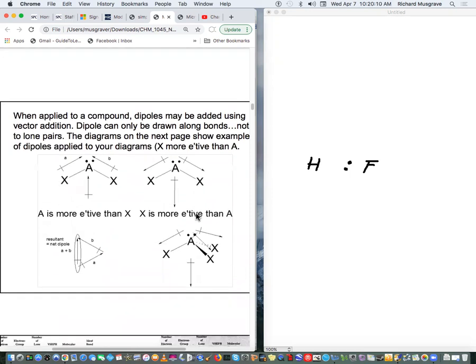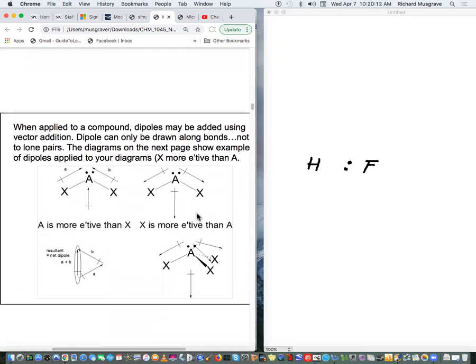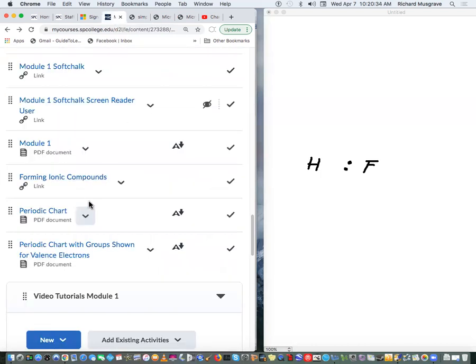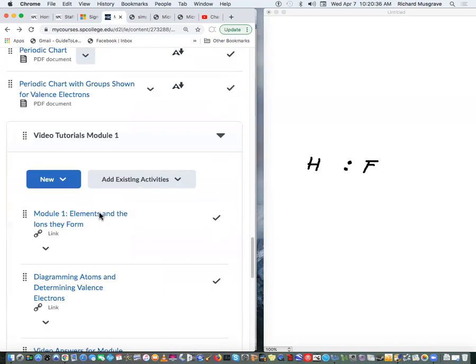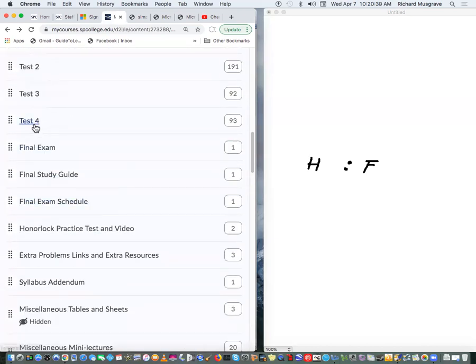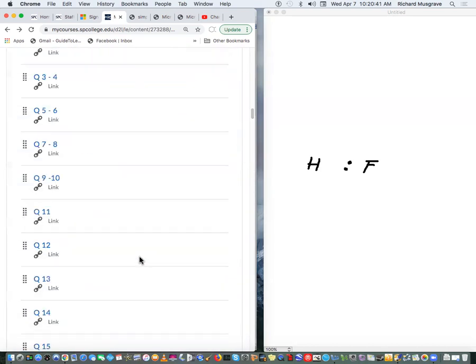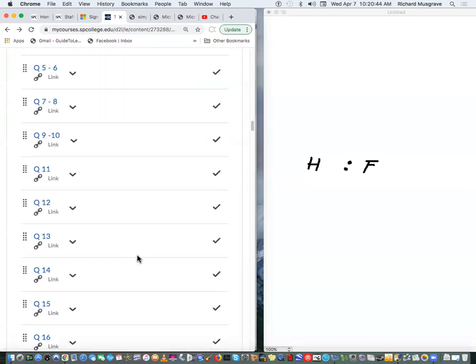So when we're dealing with dipoles, what we talk about is something called a net dipole. And the net dipole is going to be the sum of those vectors or the sum of those dipoles. And yeah, this is not a really easy concept to explain, but I'm going to do my best. I'm going to use a video to explain these.